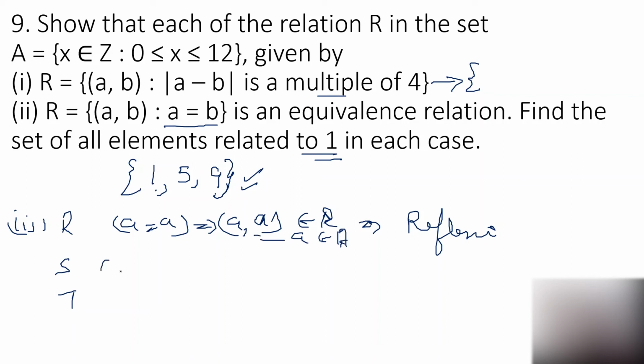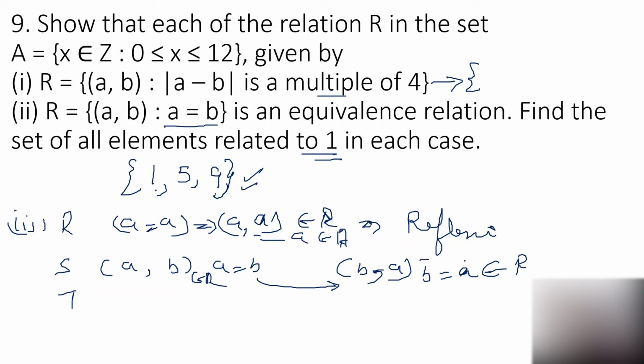Next is symmetric. Let us consider A and B are related. It means A is equal to B. If A is related to B, then can we say that B is related to A? Yes, of course. As A is equal to B, this implies B is equal to A also. It means this also belongs to the given relation. And yes, it is symmetric for all A, B belonging to the given set.